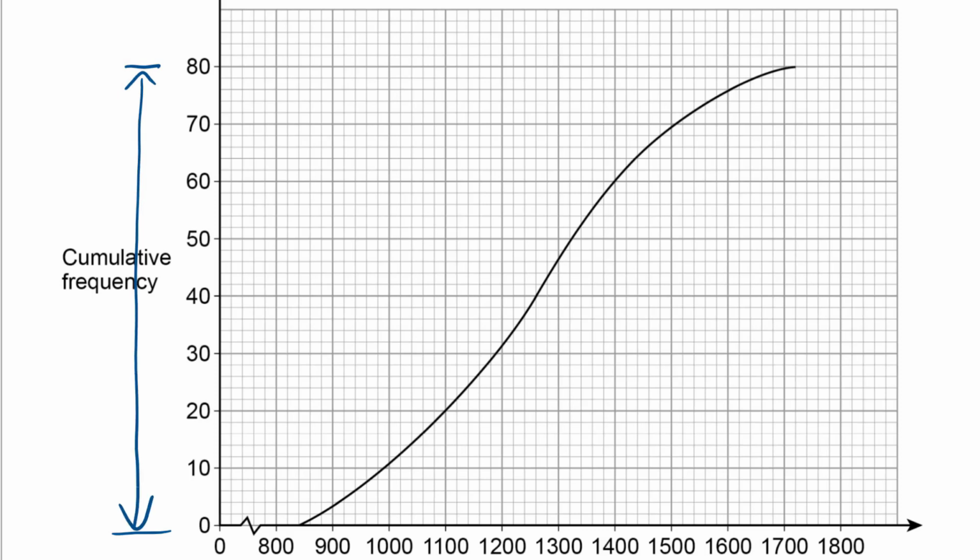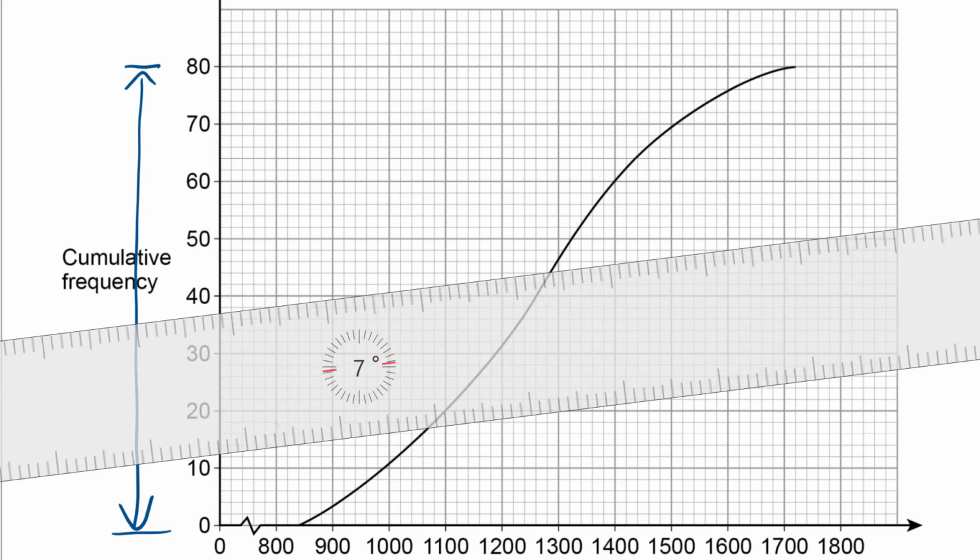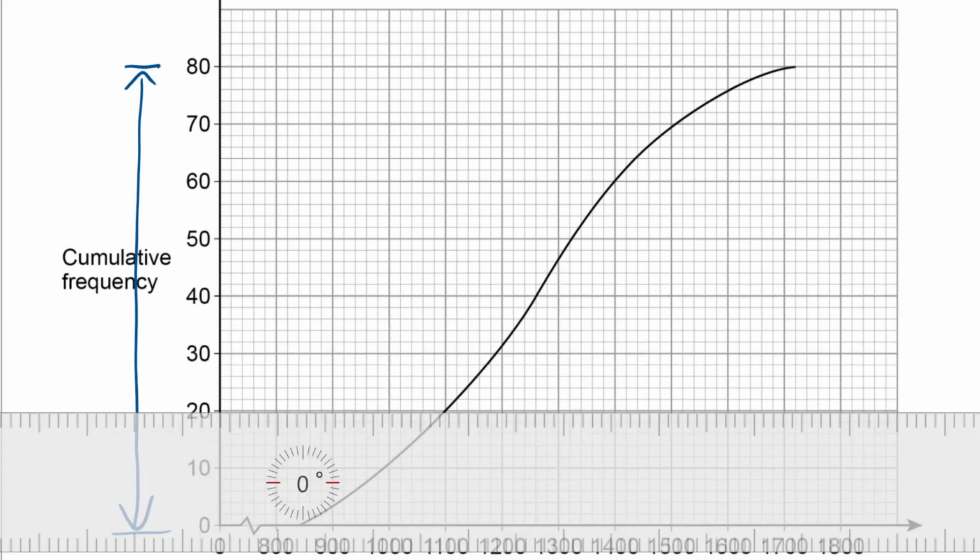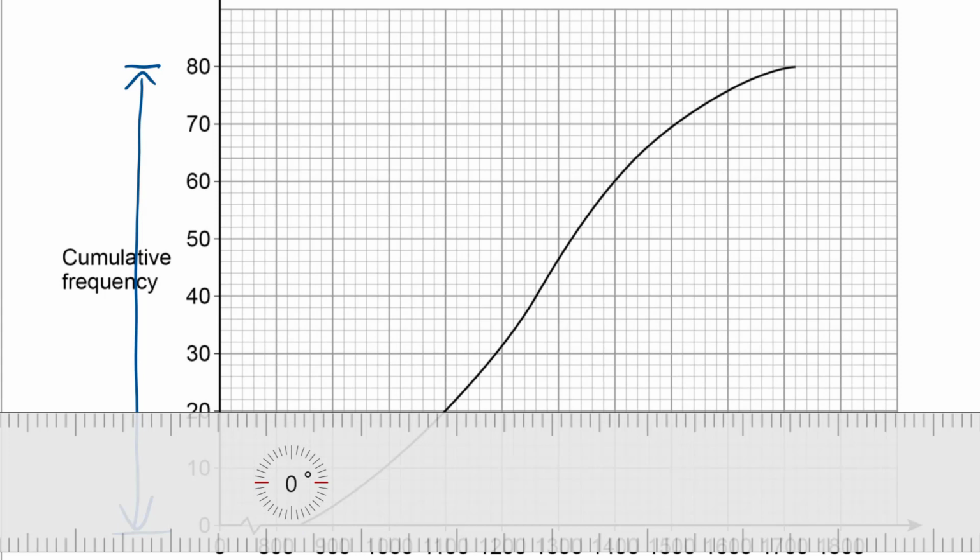batteries in this sample. Now the interquartile range is the middle half of your data. So basically you need to look at the range between 1/4 and 3/4 of the way through your data set. So 1/4 of 80, divided by 4, is 20. So we're going to read across from 20 to the graph. So from 20, I'm going to read across to the curve and then switch down, and that will be our Q1 value.